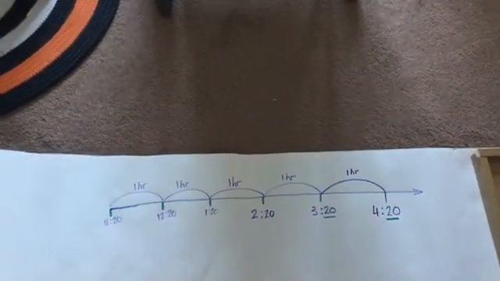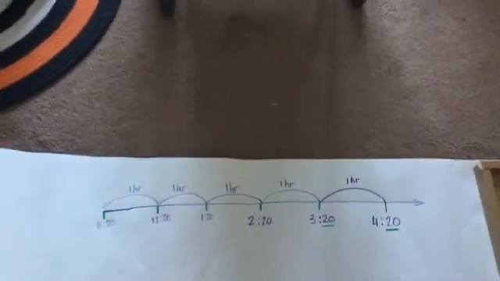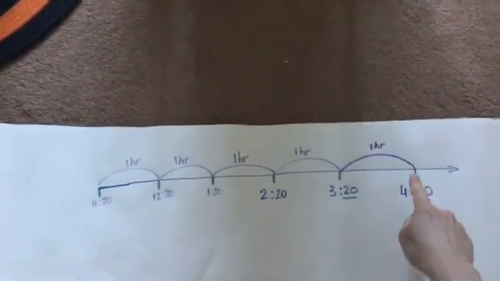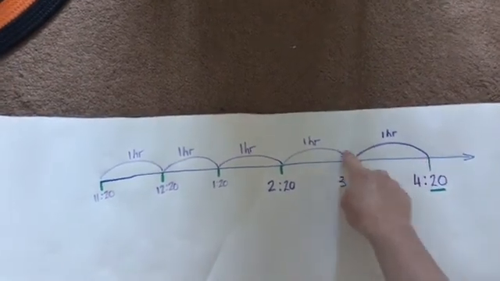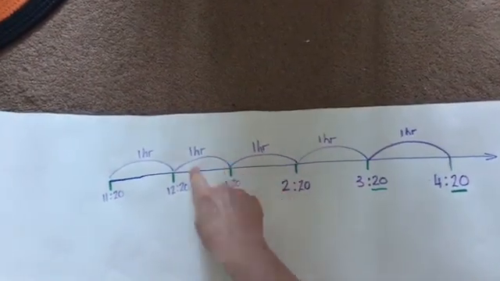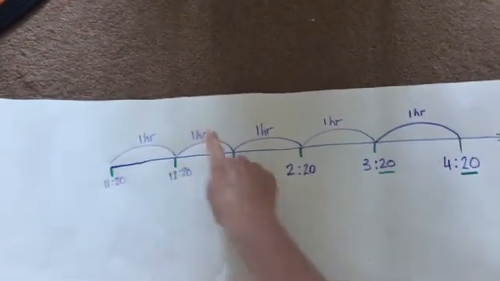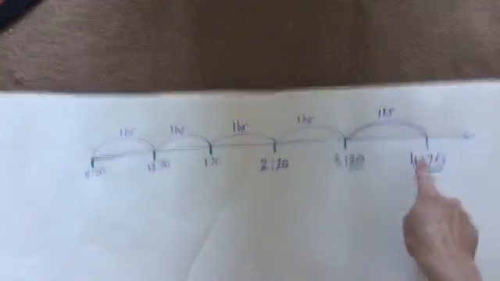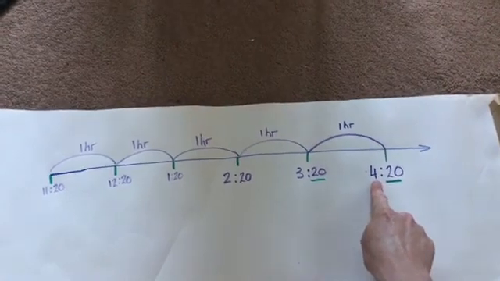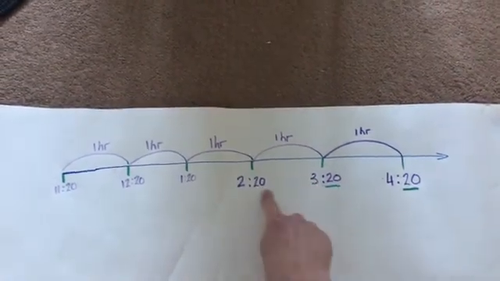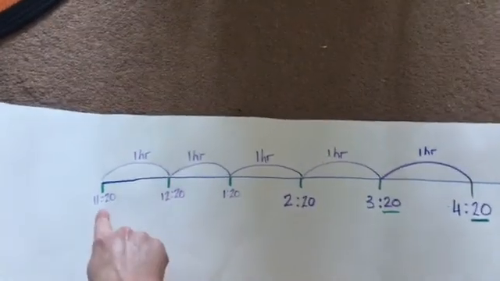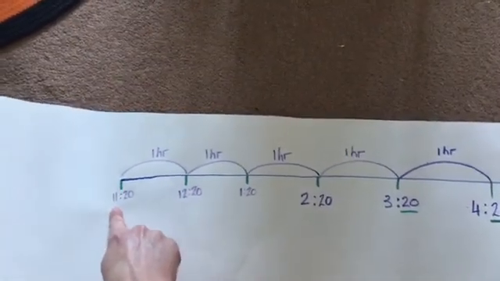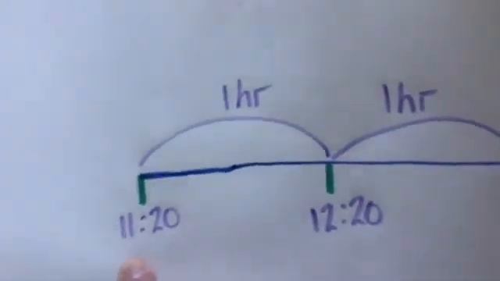So this is what my finished timeline looks like, and I wonder if yours looks the same or very similar. I'm just going to show and see if we've got this correct, because remember it was 5 hours that she'd been there. So 1, 2, 3, 4 and 5. So I've got my 5 hour jumps, but now I need to check that this is 5 hours back. So 3, 2, 1, 12 and then 11. So I'm happy that my answer is 11:20.